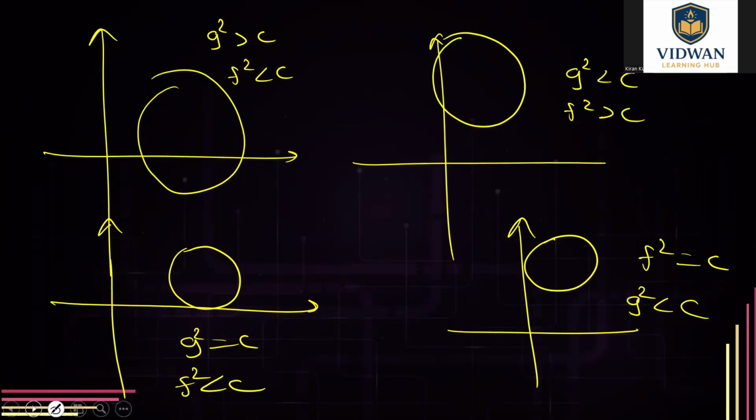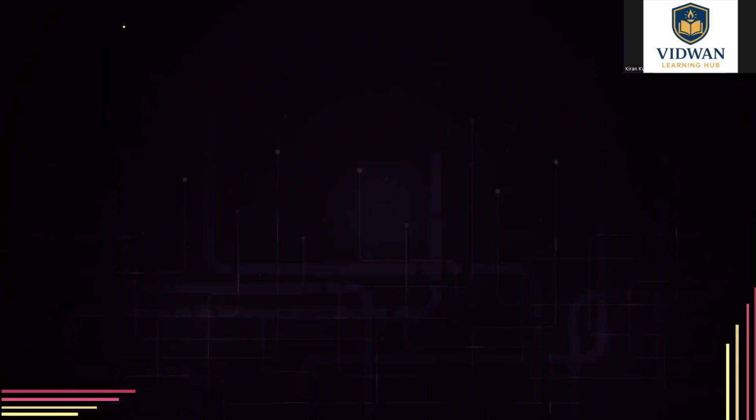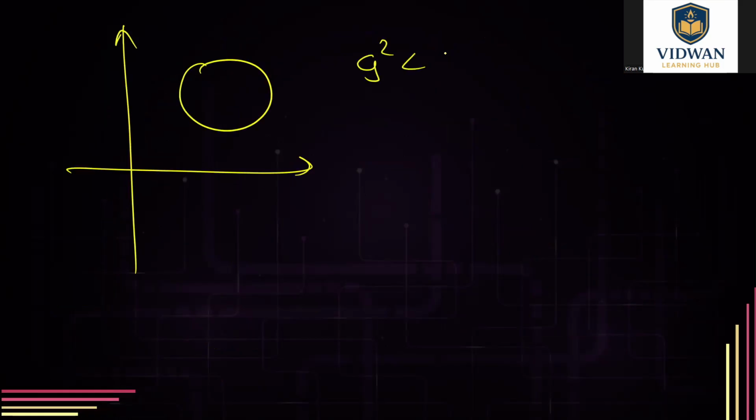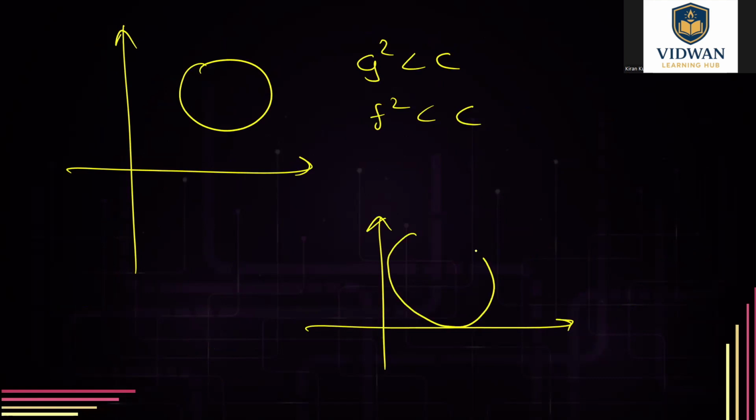If it is not cutting both the axes, then g square less than c, f square less than c. If it is touching both the axes, it can touch in other quadrants also. So that's why you'll get plus or minus: g equal to f equal to plus or minus root c. Because it can also touch in other quadrants. You can show that also.